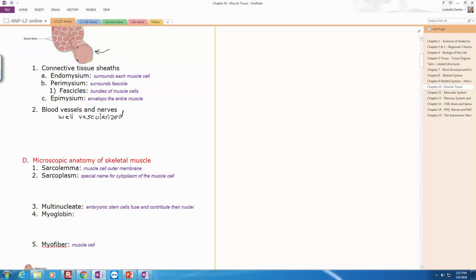So blood vessels and nerves, our muscle tissue is well vascularized. Okay. And in general, one muscle organ, meaning like your bicep muscle or your tricep muscle, usually has one major artery and one or more veins, because you need to drain the deoxygenated blood back up to the heart, correct? So it can get reoxygenated. And each muscle cell has its own nerve cell that controls it.